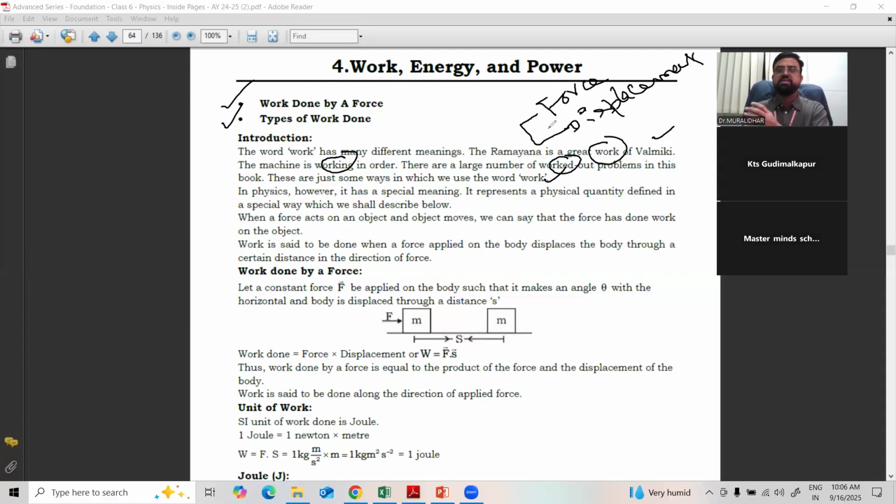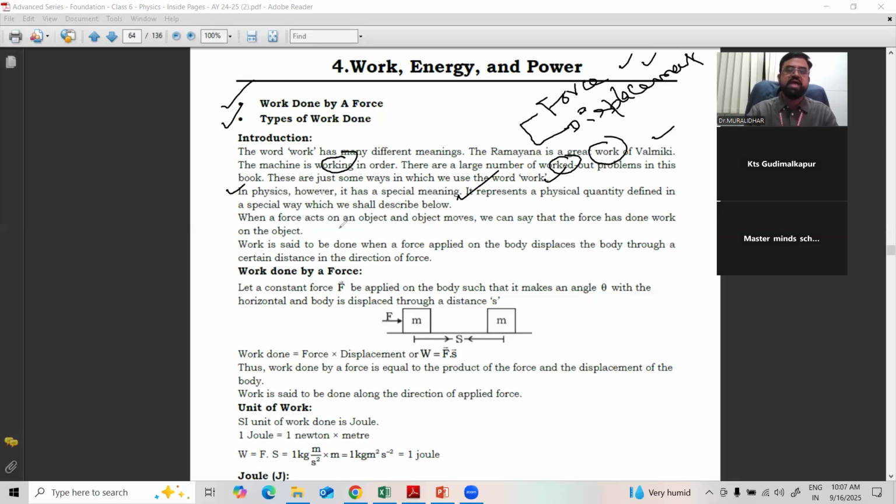But when you come to physics, it will be different. Different meaning is there. In physics, work has a special meaning. It represents a physical quantity defined in a special way, which we shall describe below. So it explains the word work with the help of the physical quantities, that is force and displacement.